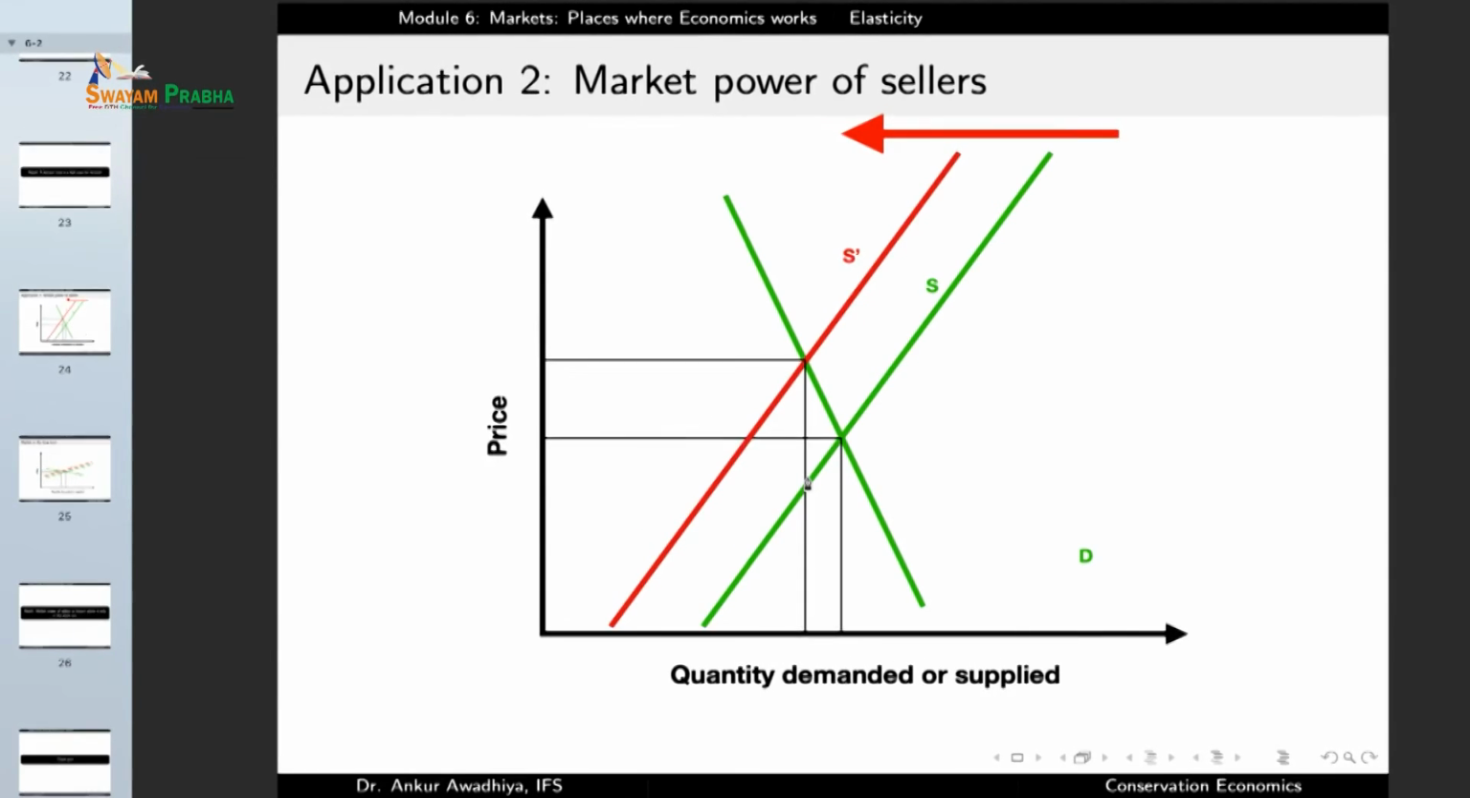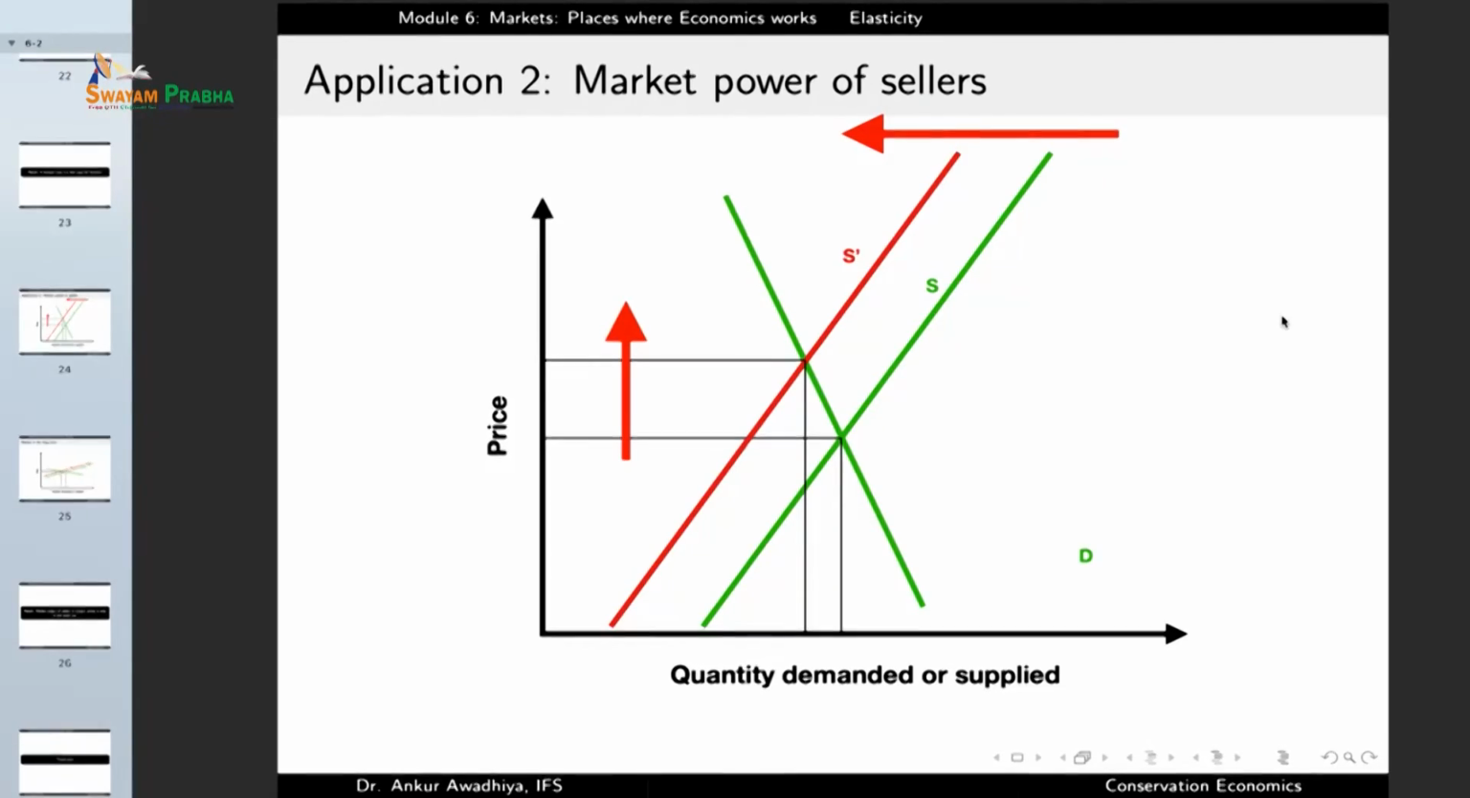Now, if such a scenario occurs, the sellers have a huge amount of market power, because if they reduce the supply, the price changes by a very large value. So as we can observe, the price earlier was this, the new price is this. So there is an upward shift in the price of this particular product. So the price increases. So this is telling us the market power that these sellers have. If they reduce the supply, they can change the price that is there in the market.